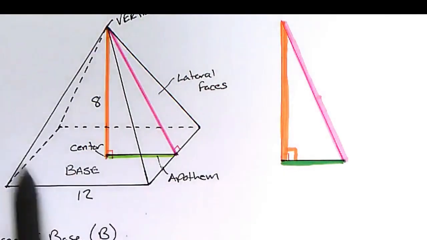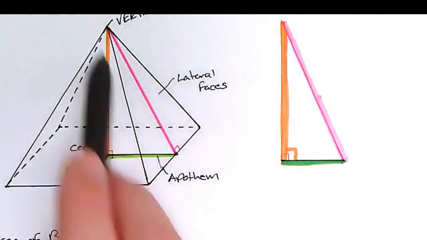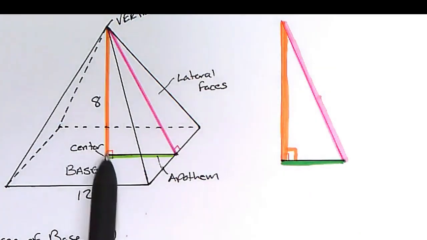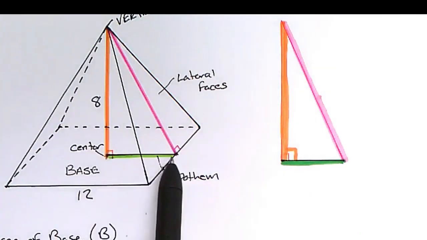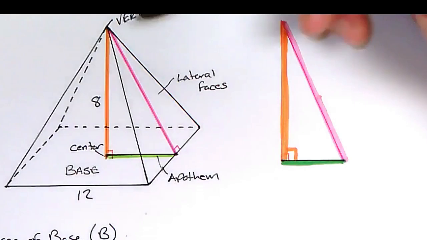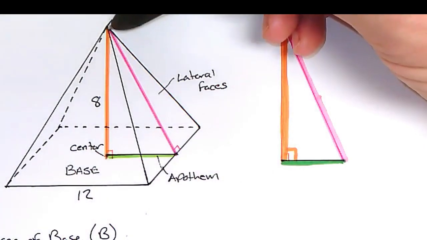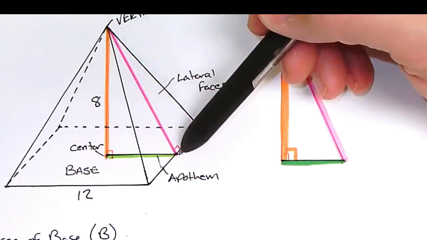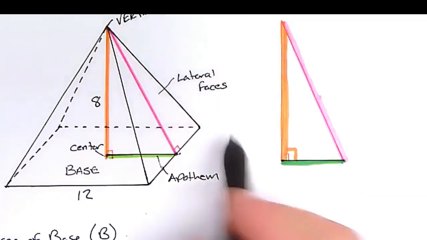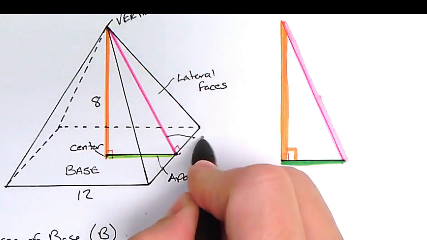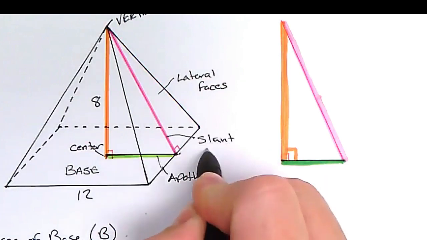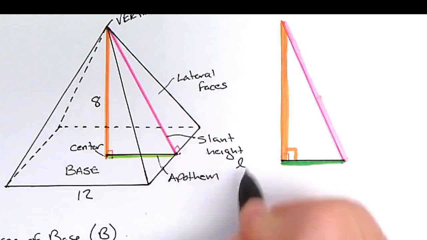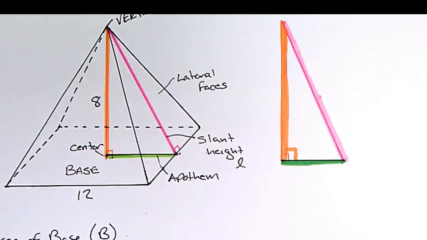So, all familiar terms. We've got our base, we've got our vertex, we've got our lateral faces, we've got the height of our pyramid, and we have the apothem. Now we have one additional new measure, which is this segment that goes from the vertex down to the center point on a side. And this is what we call the slant height. And we're going to use a cursive L to represent it.